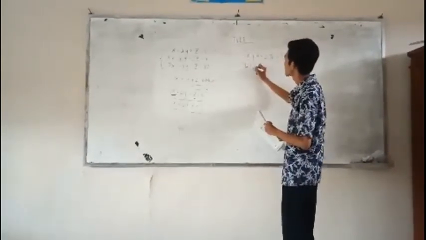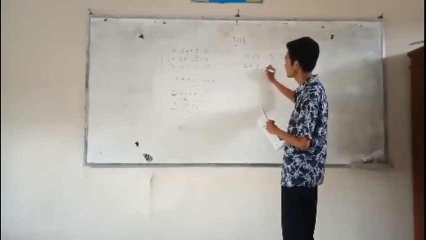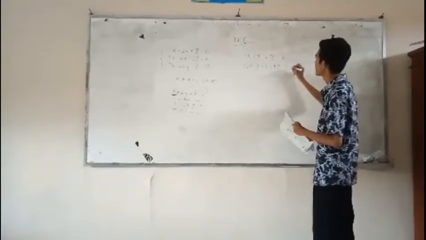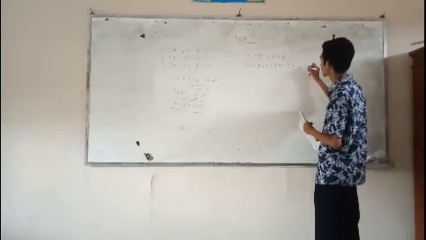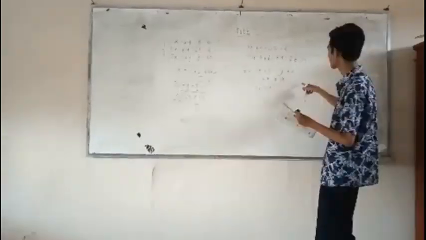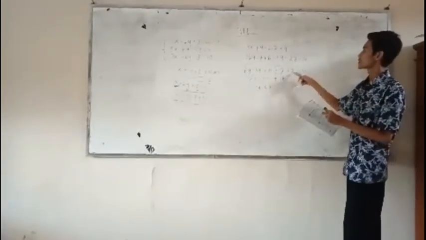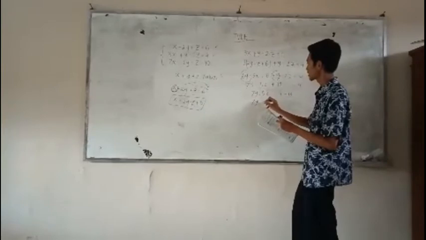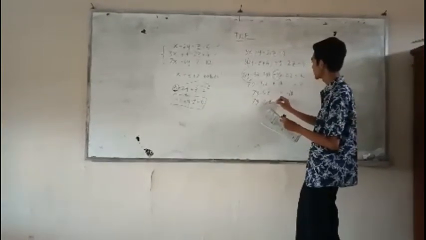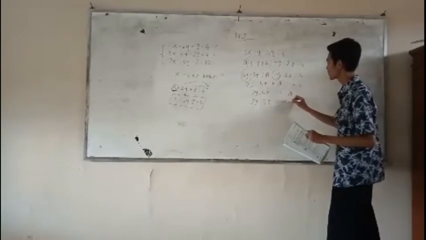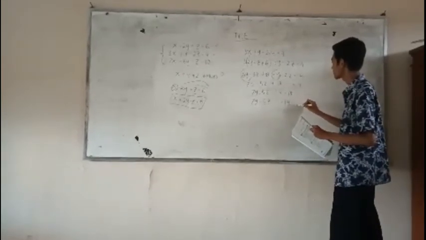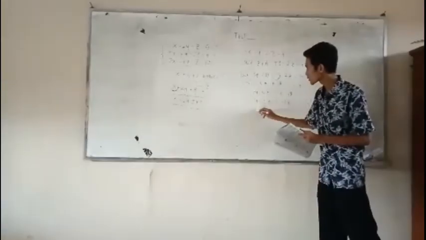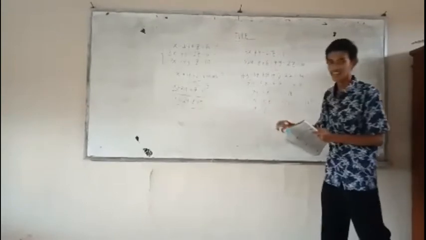3(2y minus z plus 6) plus y minus 2z equals 4. Move 18 to the right side, minus 18. So we get 7y minus 5z equals negative 14. So we get the first equation of two variable linear equation.